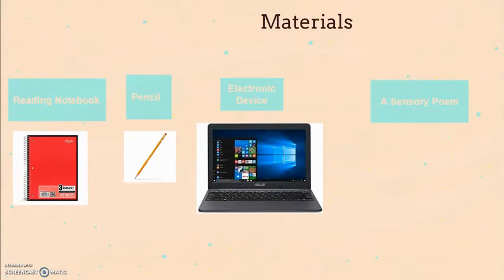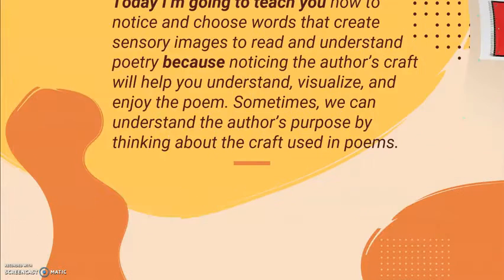The materials you will need are your reading notebook, a pencil, an electronic device, and a sensory poem. Today, I'm going to teach you how to notice and choose words that create sensory images to read and understand poetry, because noticing the author's craft will help you understand, visualize, and enjoy the poem. Sometimes we can understand the author's purpose by thinking about the craft used in poems.